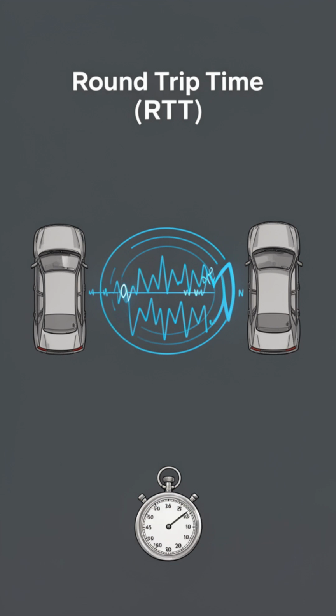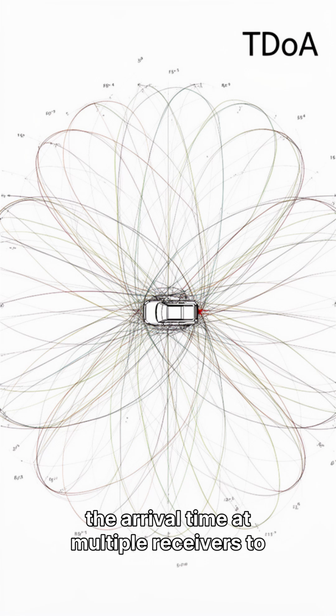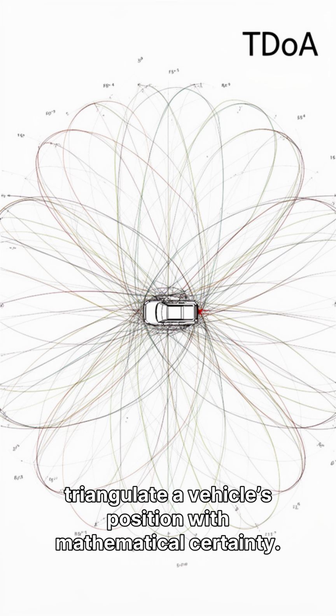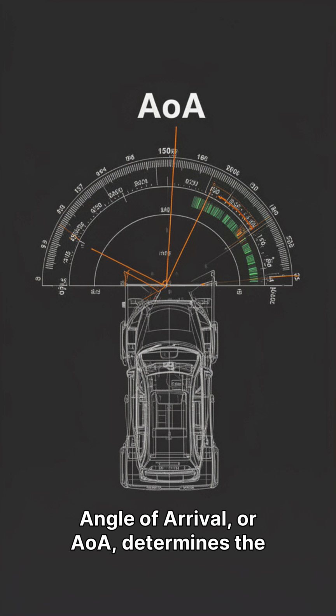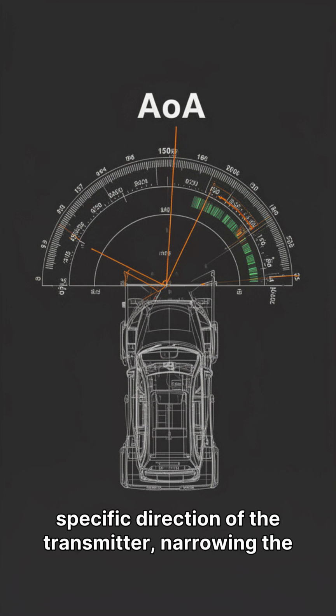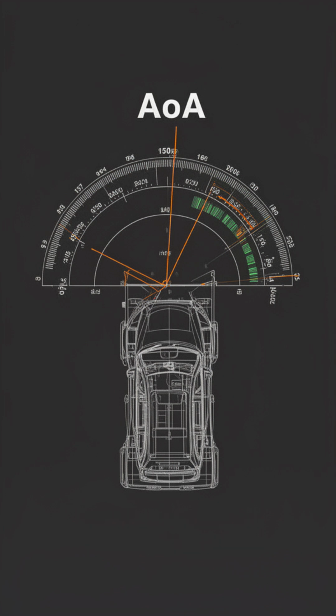accurate distance radius. Time difference of arrival, or TDOA, uses the arrival time at multiple receivers to triangulate a vehicle's position with mathematical certainty. Angle of arrival, or AOA, determines the specific direction of the transmitter, narrowing the search space down to a single precise vector.